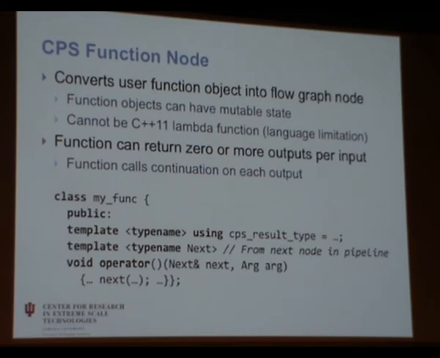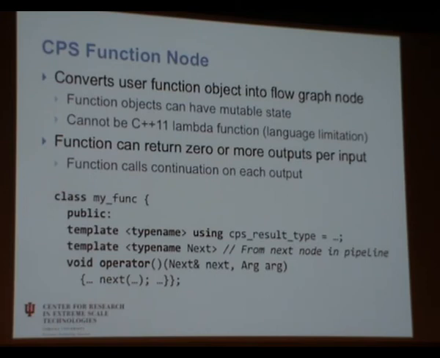Now, as we go through the node types, the most primitive one is the CPS function node, which just takes a function object, which might have mutable state since this is C++, and converts it into a flow graph node. The reason it's done using continuation passing style is so that a node can return 0 or more outputs for a single input by calling its continuation multiple times. And now, unfortunately, these function nodes can't be lambdas in C++11 because lambdas are only monomorphic, and you don't know the type of the continuation up front.